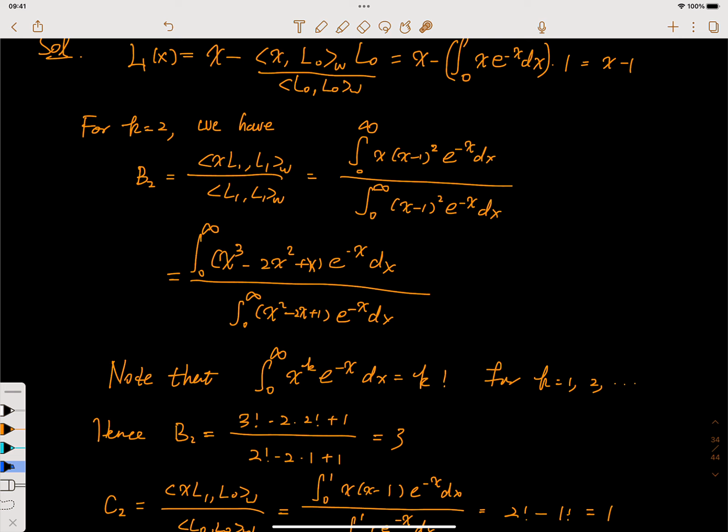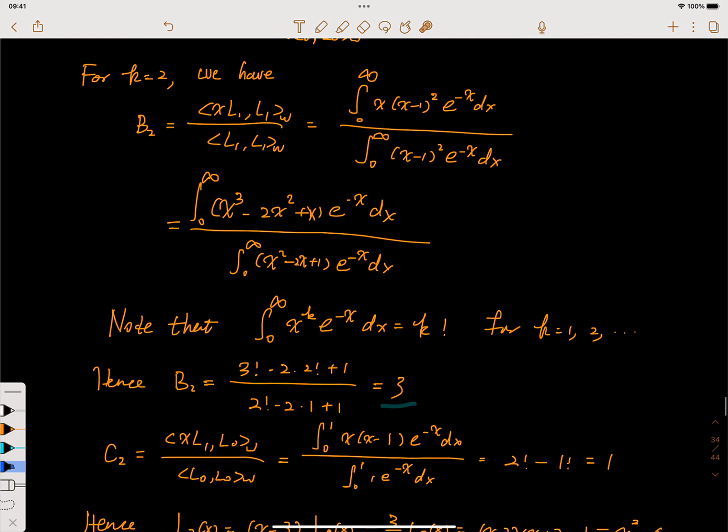To find this, you can use induction, and for simplicity, some integration by parts. Now this tells us that once you see x cubed times e to the negative x, take the integral, that's just 3 factorial. So the numerator just becomes 3 factorial minus 2 times 2 factorial plus 1 factorial, which is just 1. The denominator is similar, then you get B2, which is just 3.